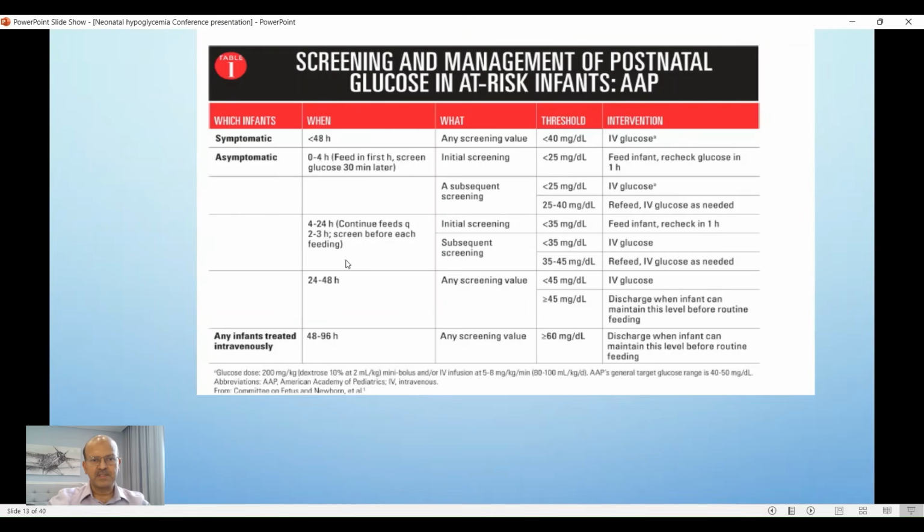After the first 24 hours, you go to less than 45 as a cutoff, but after 48 hours, your screening value goes to more than 60. So this is the standard cutoff of 45 or 2.6 millimoles that we use. And in the first 24 hours, you have two scales: 0 to 4 hours with less than 25 as a threshold, and 4 to 24 hours with less than 35. So you have two groups. And of course, as the baby gets older, we cannot accept below 45, so we accept more than 60 as a normal range. Anything below 60 is abnormal.